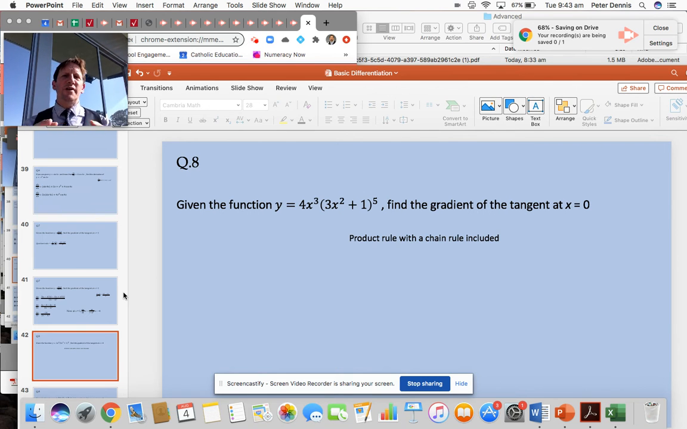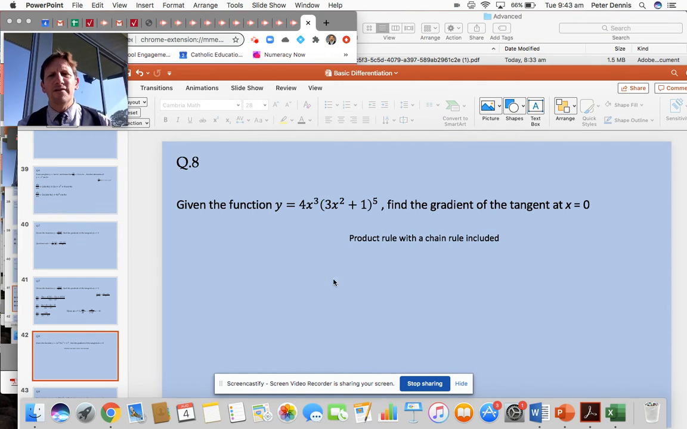Question 8, a really complex question. It looks ugly. Given this function, find the gradient of the tangent at x equals 0. So what have we got? We've got a product rule. It's this function of x multiplied by this function of x. But you've got a chain rule again in there as well. So you've got the product rule with a chain rule included. So we're going to have to use both these rules.